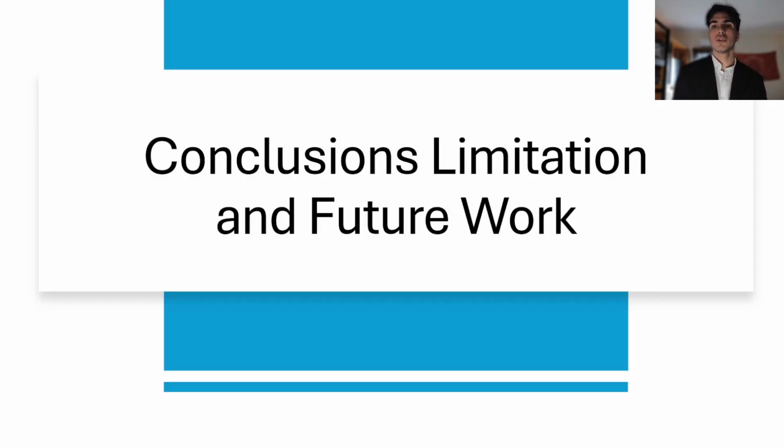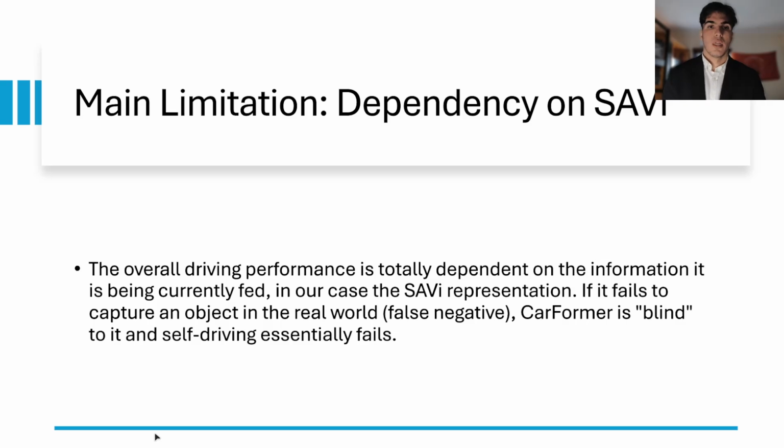So, now on to the conclusions, the limitations of the work presented here, and what can happen in the future to see how we can improve and actually reach full self-driving. The main limitation that we find nowadays, and is also present in the paper, is the dependency on SAVi. This is a decoupled two-stage system as previously discussed. The driving policy is entirely dependent on the pre-trained slot extractor. If SAVi produces a false negative, meaning it misses a car that exists in the world, CarFormer is completely blind to it. There is no feedback loop allowing the driver loss to correct the perception model.